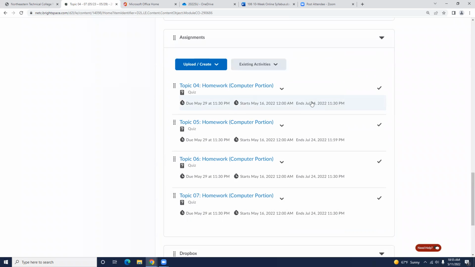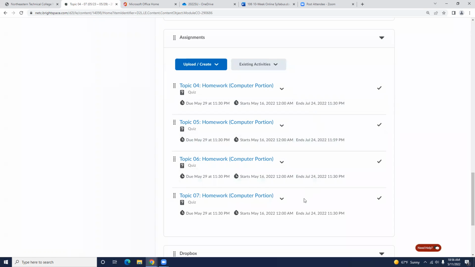The reason the end date is set on July 24 is, number 1, that's when the class ends. Number 2, in case you need to make up an assignment here and there throughout the semester, you can just click on the homework and make up your assignments. You don't have to ask me to make it up.